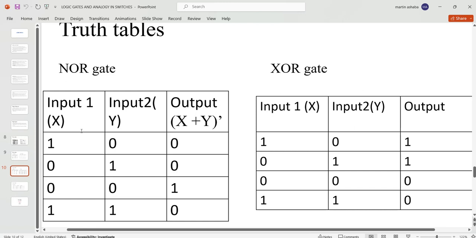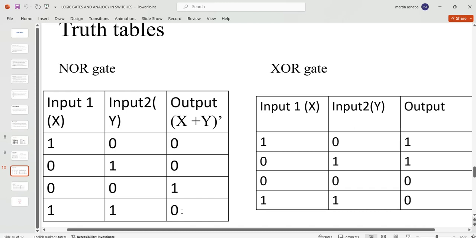So when you input a high and input a low in the NOR gate, the output is always going to be low. When you input a low and the other input is high, the output of this NOR gate is always going to be low. What if you have all the inputs being low? The output is going to be high. What if now you have all your inputs being high? The output is going to be low.